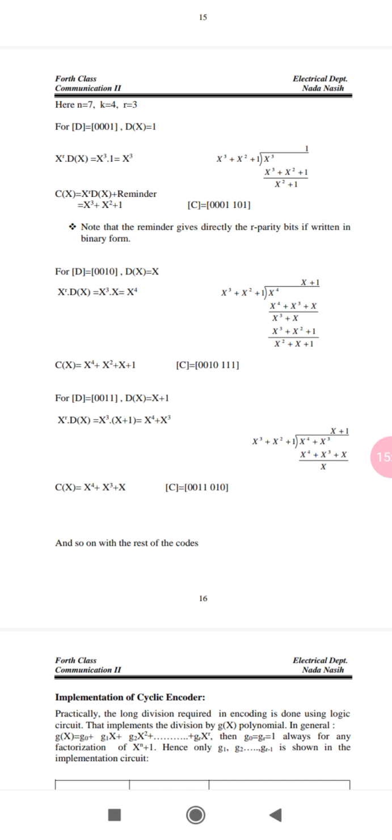For the second input, D is equal to 0010. Then D of x is equal to x. Then x raised to R d(x) is equal to x cube into x, which is x raised to 4. Again perform division between our polynomial and x raised to R into d(x), meaning x raised to 4.